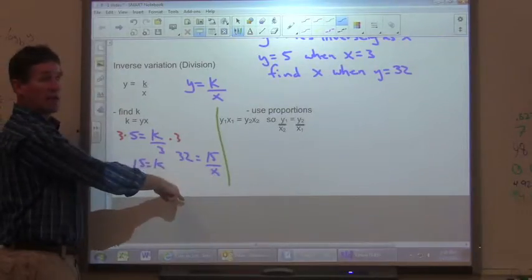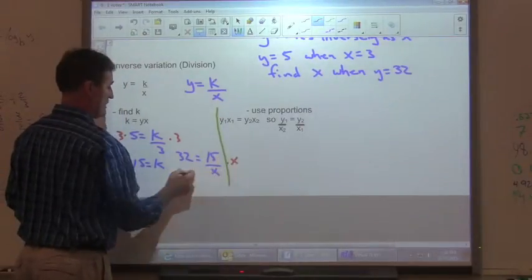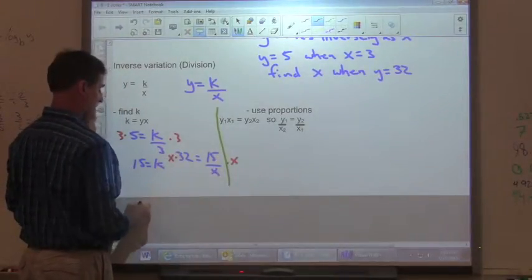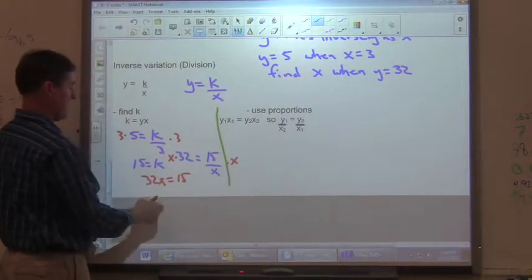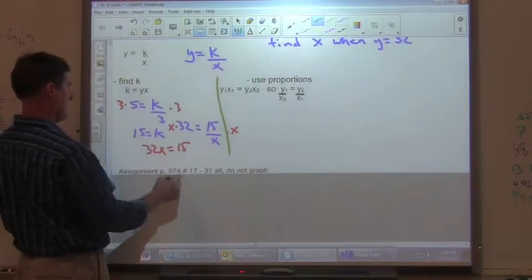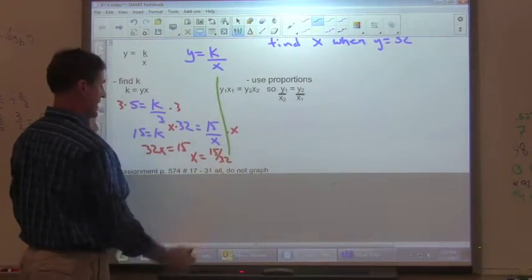We don't want to solve the equation with x on the bottom. So mathematically, we just times both sides by x. And so we get 32x equals 15. And then we divide by 32. So x equals 15/32.